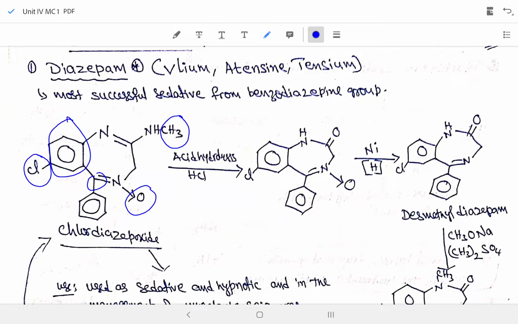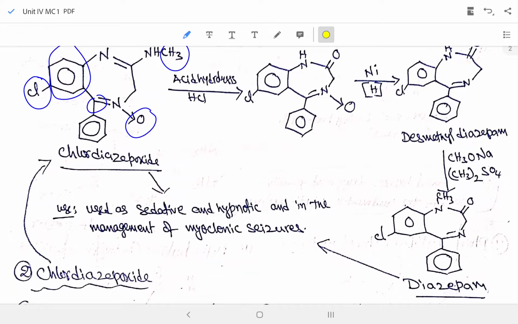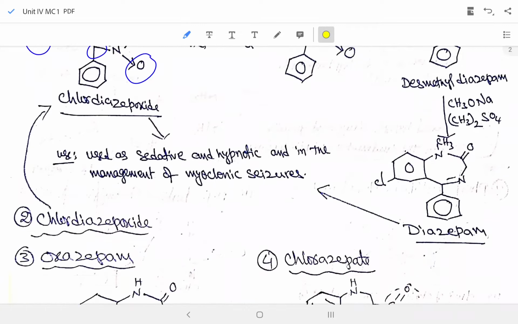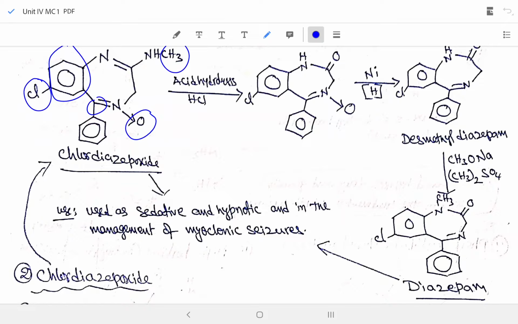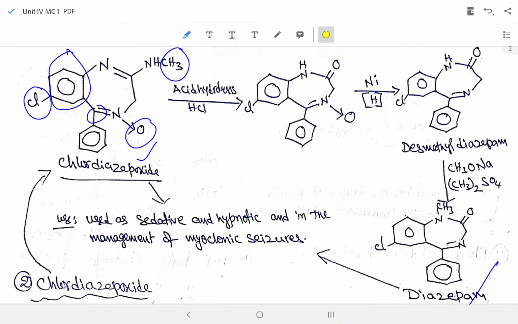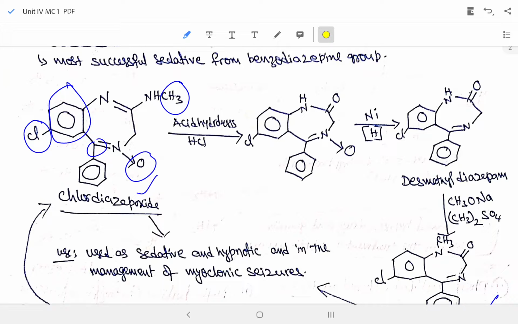So how is it synthesized? It is synthesized from chlordiazepoxide. Sorry, this is the structure of diazepam. This is the structure of chlordiazepoxide, and this is the structure of diazepam. Diazepam is synthesized from chlordiazepoxide. How? By simple acid hydrolysis.